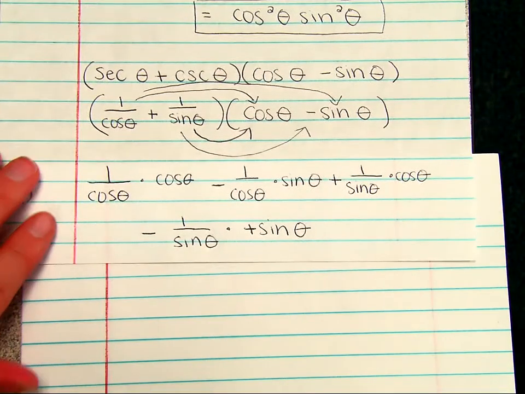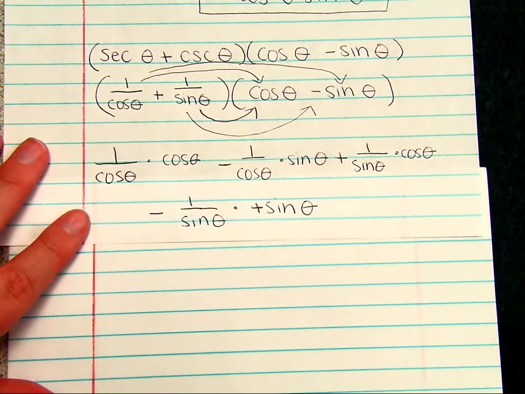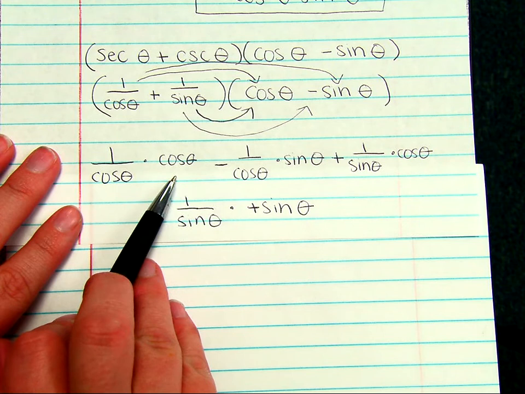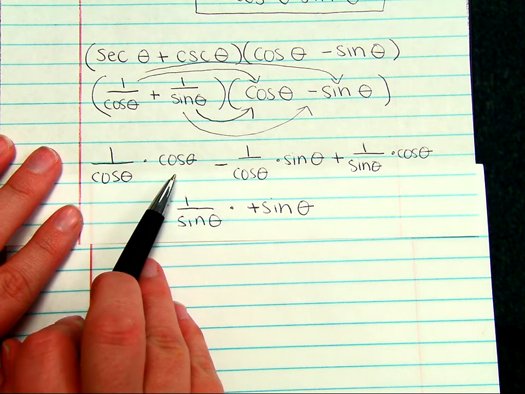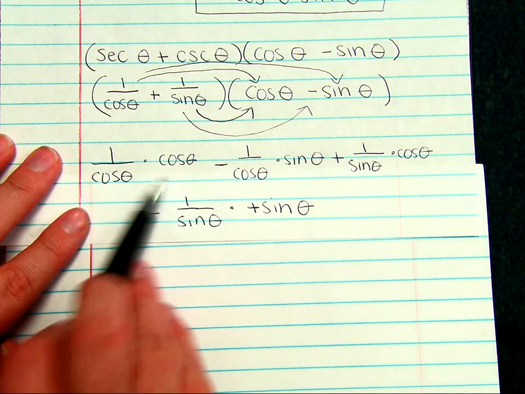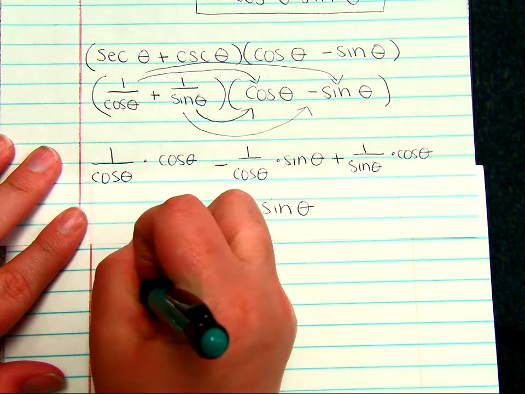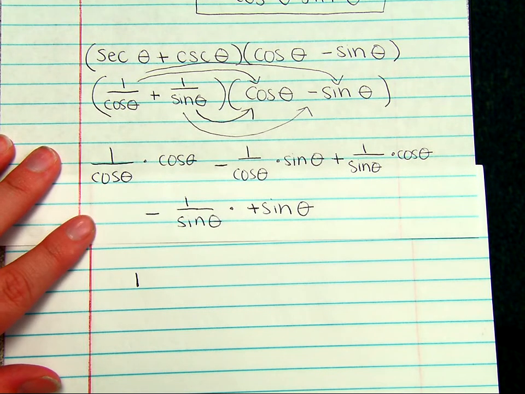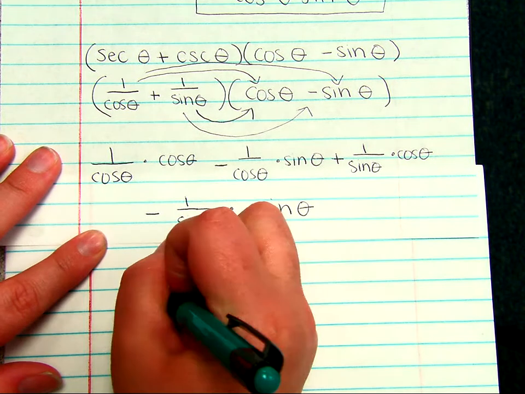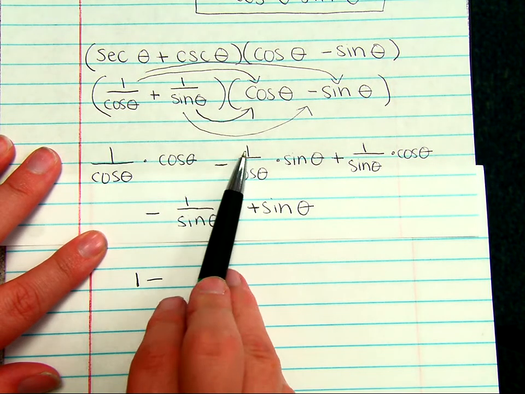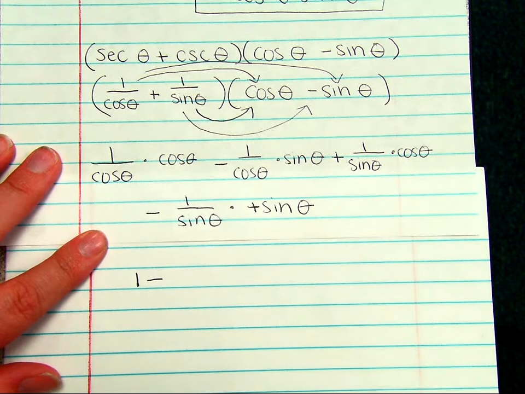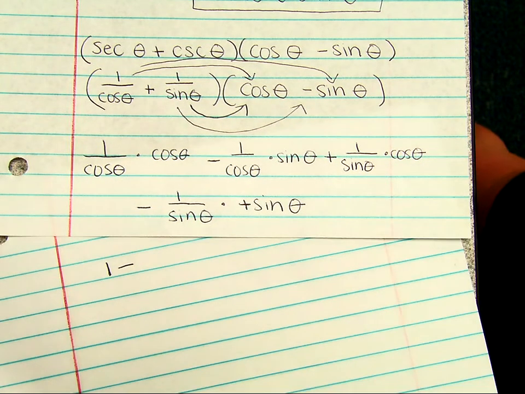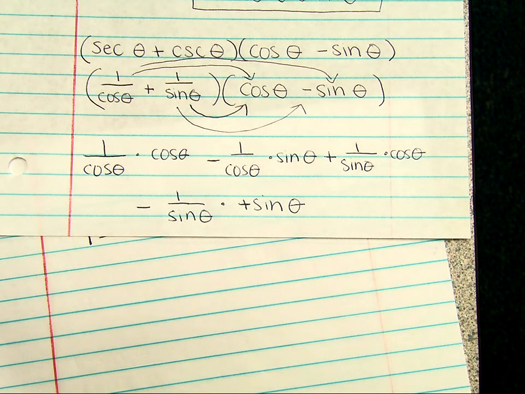Okay, so now I'm going to just go term by term and simplify. So 1 over cosine theta times cosine theta should just be 1. You're going to have cosine theta over cosine theta, which is just 1. Minus 1 over cosine theta times sine theta. I'm just going to have sine theta over cosine theta.